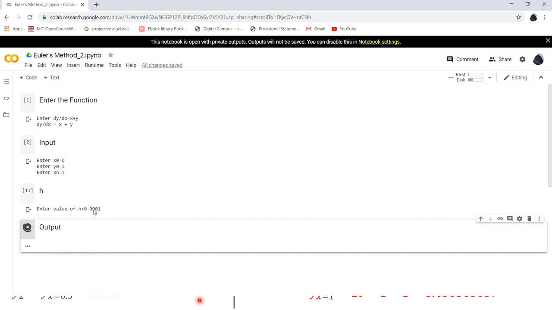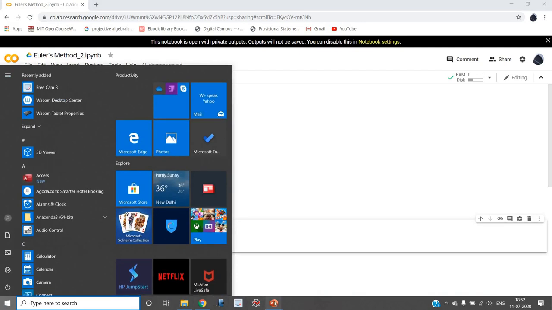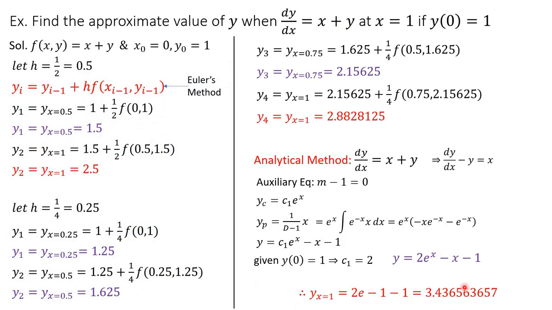For h is equal to 0.0001, okay, there are 10,000 iterations, but look at the answer now. It is 3.43629, which is almost equal to the answer that we got by using the analytic method, right? So we got the answer correct up to 3 decimal places. So this is how the value of h matters. If you reduce the value of h, you will get a more approximate answer.